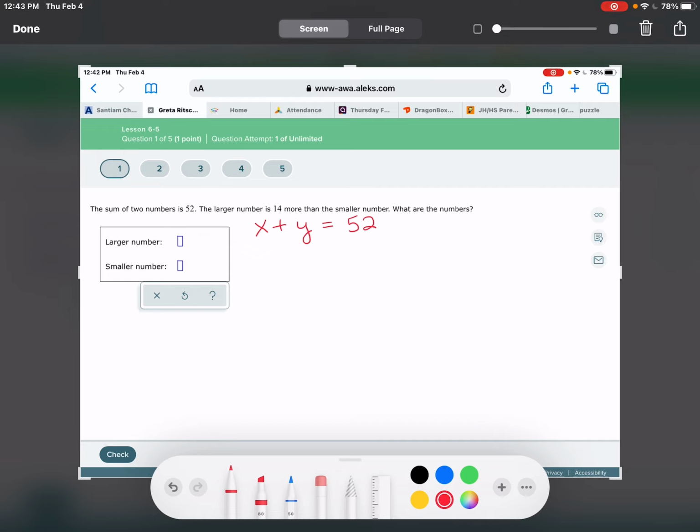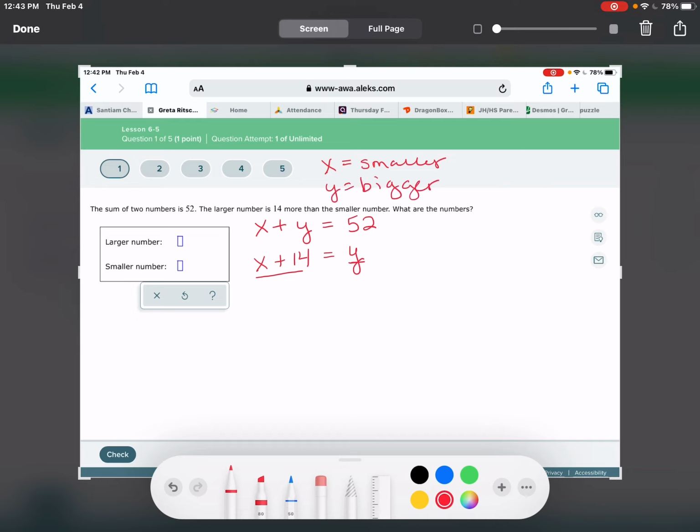Okay, the larger number is 14 more than the smaller number. So let's say that the larger number will be x. So x plus 14 is going to equal, or that would actually be the other way around, but it doesn't matter. Let's say y is actually the bigger number and x is the smaller number. So I know that the smaller number plus 14 will be the same thing as the bigger number. So x can be the smaller number and y could be the bigger number. We probably have to keep track of that. X is smaller and y equals bigger.